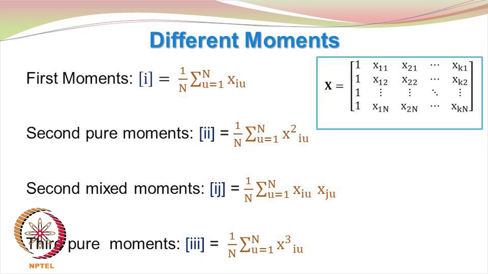please remember, according to the definition of the second moment, or for that matter any moment, we are dividing by n. So, that 8 will get cancelled with the 8 and hence you will get 1. So, you can see the second pure moment is having 1 by n here, sigma u is equal to 1 to n x I squared x squared I u, and so all these things would be ones, and you are adding it up n times means you will get n, and n by n would be equal to 1.